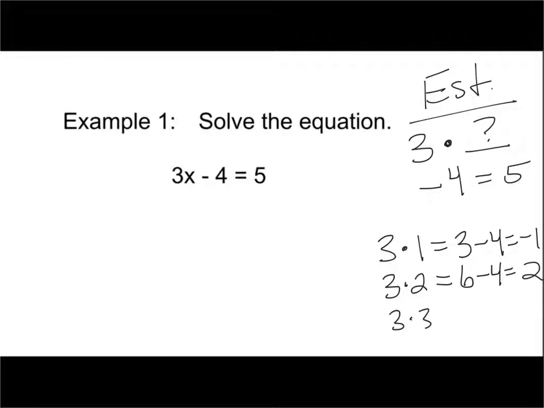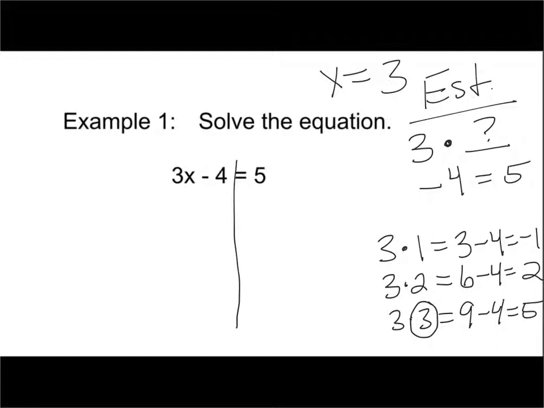Next we'll try 3 times 3, which is equal to 9. I subtract 4, and that will equal 5. Wonderful. So now I know that I'm going to be multiplying 3 times 3. So therefore my variable x is equal to 3. So now we know our answer. All right? Let's use that to make sure that we know how to solve this two-step equation.